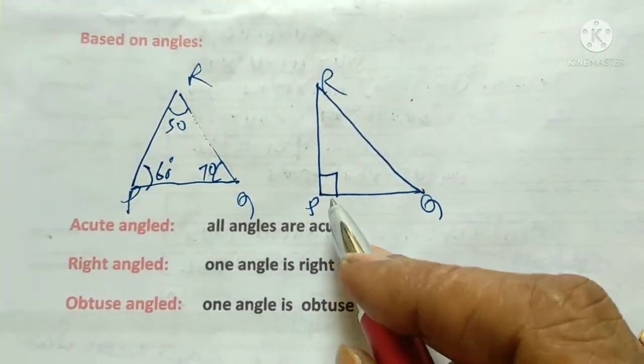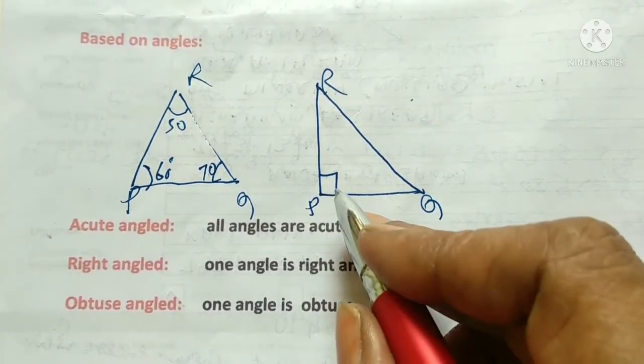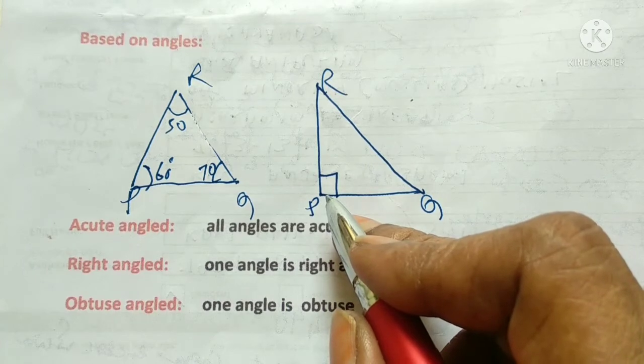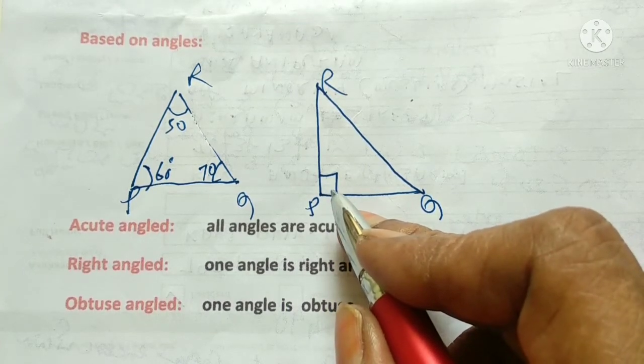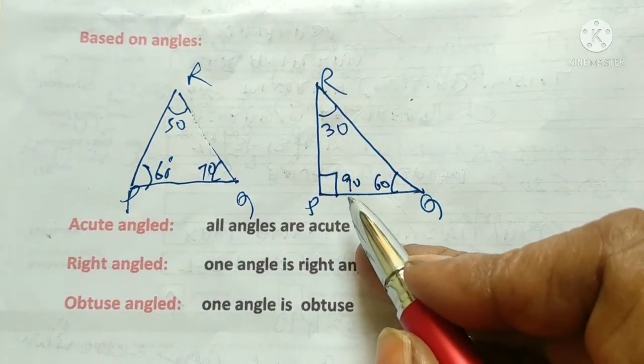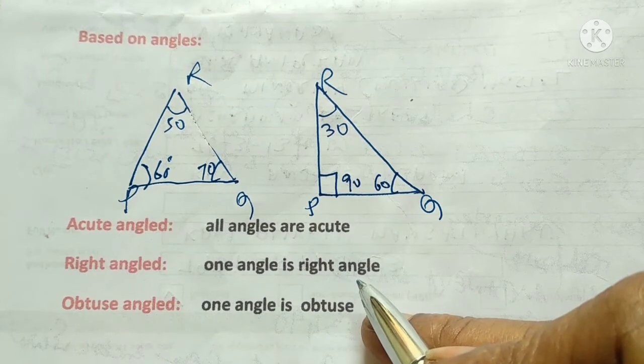Here you see angle P means angle RPQ, or simply we say angle P. Angle P is a right angle. Right angle means it is 90 degrees. So angle P is 90 degrees, then this triangle is called a right angle triangle.